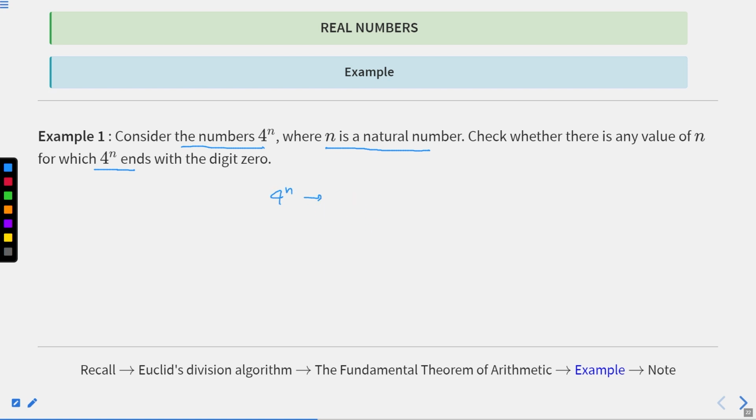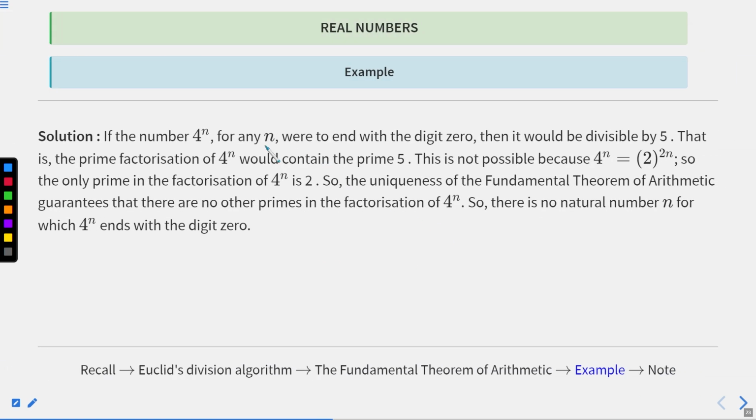Suppose here will be some value and it ends with 0. Is it possible? So we know if a number ends with 0, then that number must be divisible by 10, 5 and 2. So if the number 4 to the power n for any n were to end with digit 0, then it would be divisible by 5.